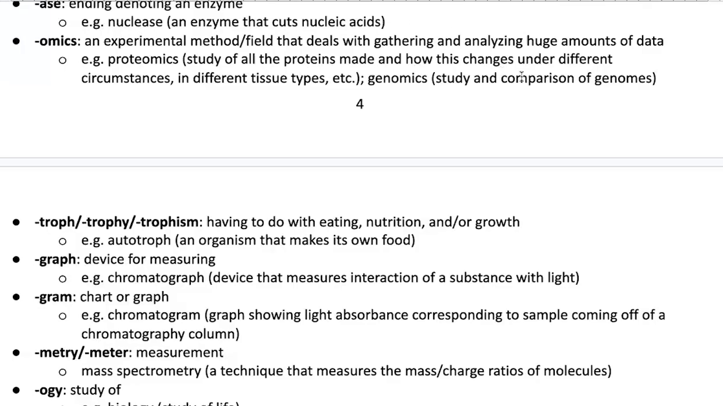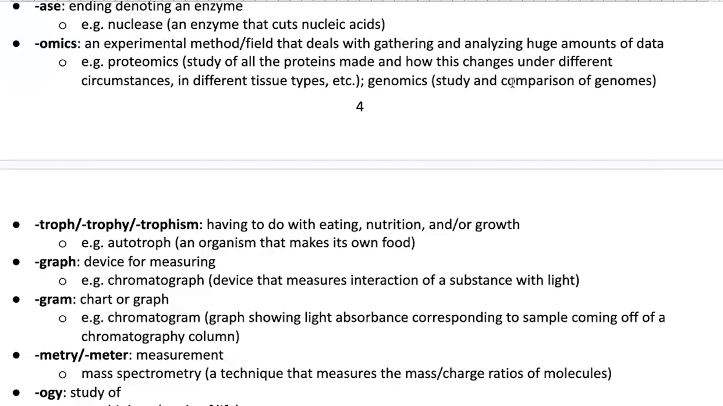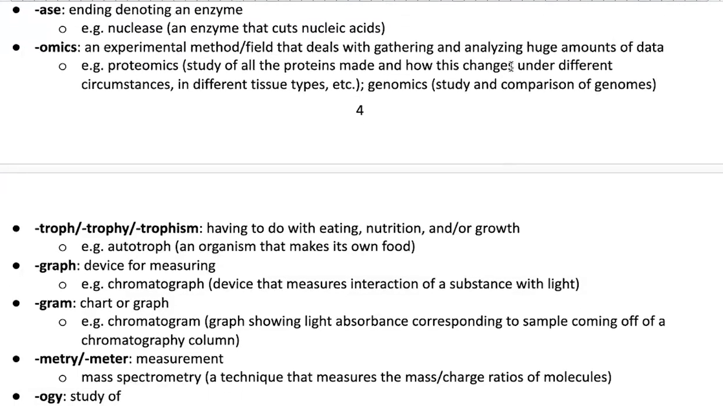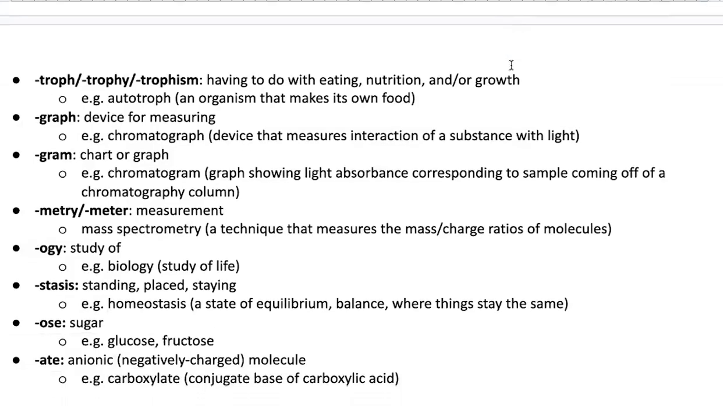Genomics, this would be the study and comparison of genomes. Maybe you're even looking at some of that epigenetic stuff. And so remember, epi was above, so it was above the genome. So you might even see the term epigenomics. See the term transcriptomics if you're studying RNA transcripts, that sort of thing.